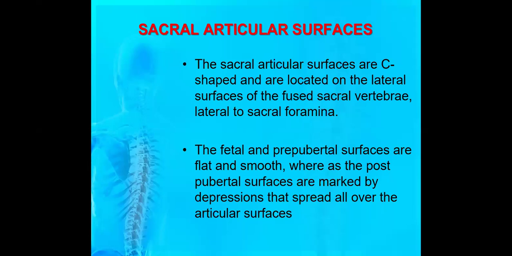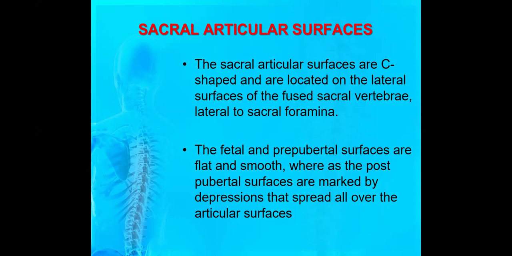So you can say that in childhood, both the sacral and iliac surfaces are smooth, which allows some gliding movements. But in adulthood, because of the outgrowth on the iliac surface and the depressions and pits on the sacral surface, they come to fit with each other, and that's why there is no more gliding movement.